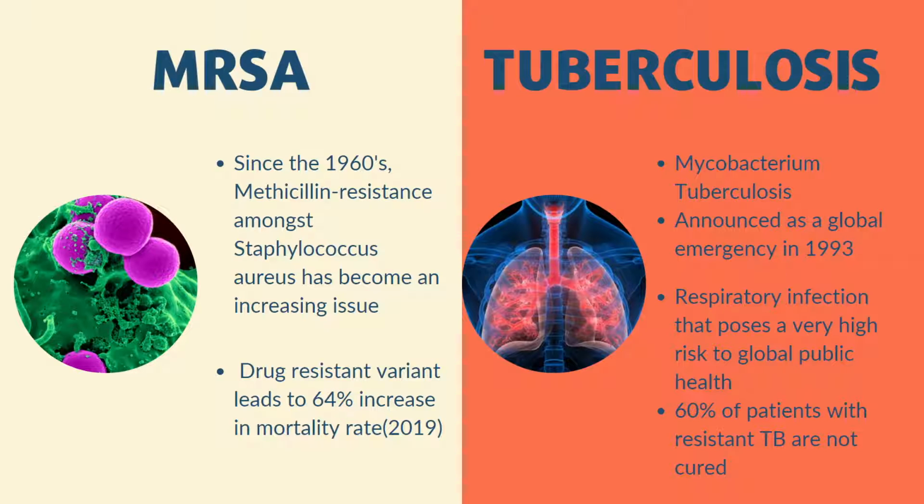So there are many superbugs that have developed in recent years. However, two common, well-known ones are MRSA and tuberculosis. MRSA is a skin infection that can prove fatal if left untreated. Methicillin was the primary antibiotic used to treat MRSA in the past. However, in recent years, it has proven to be less and less effective.